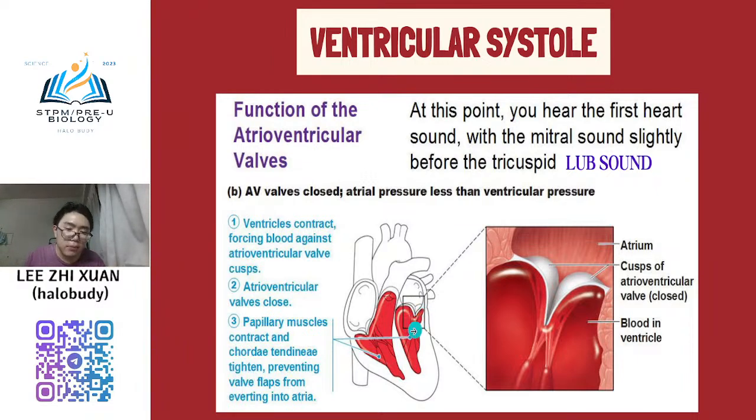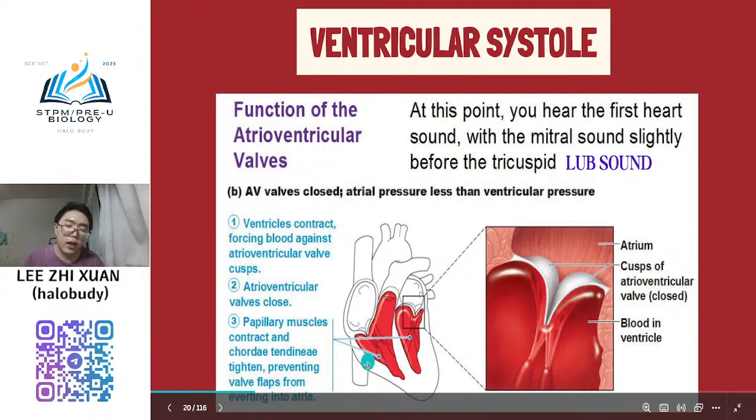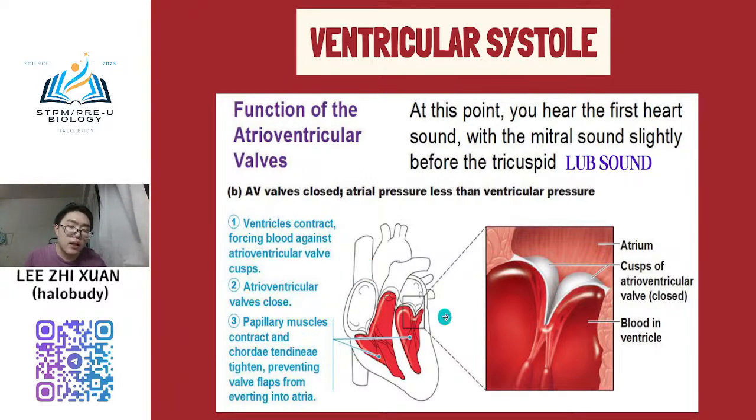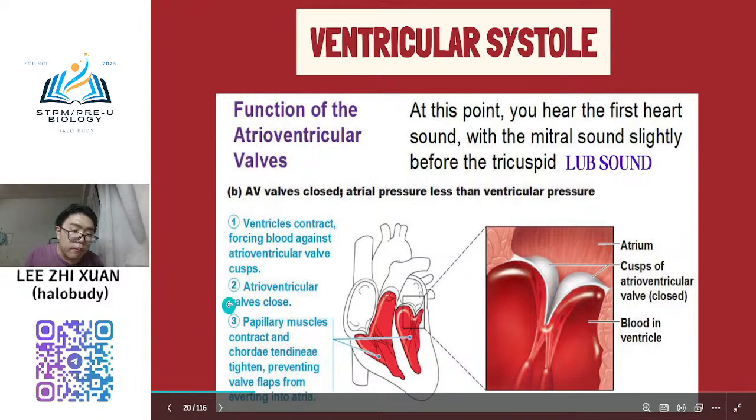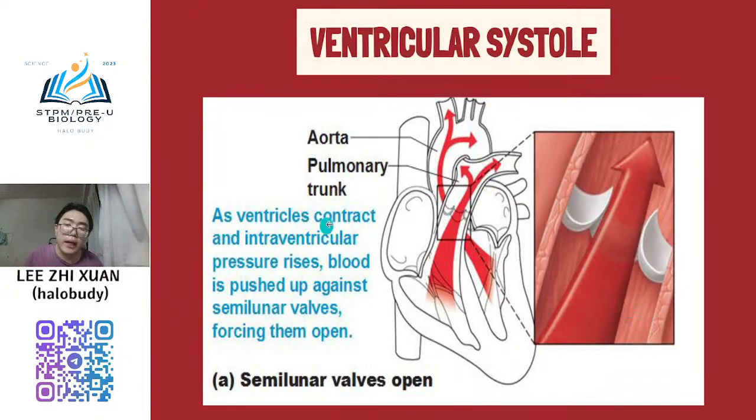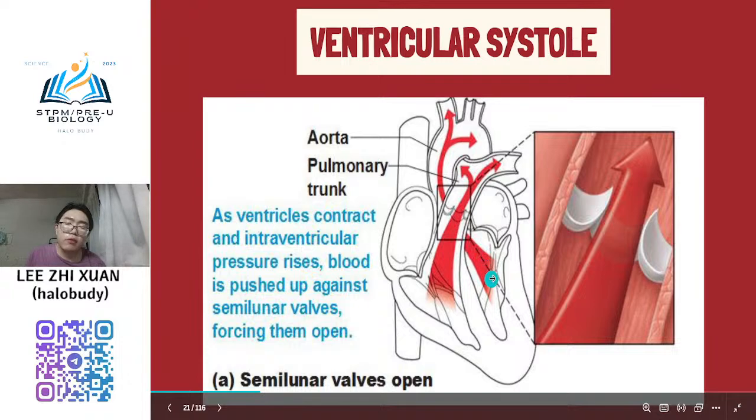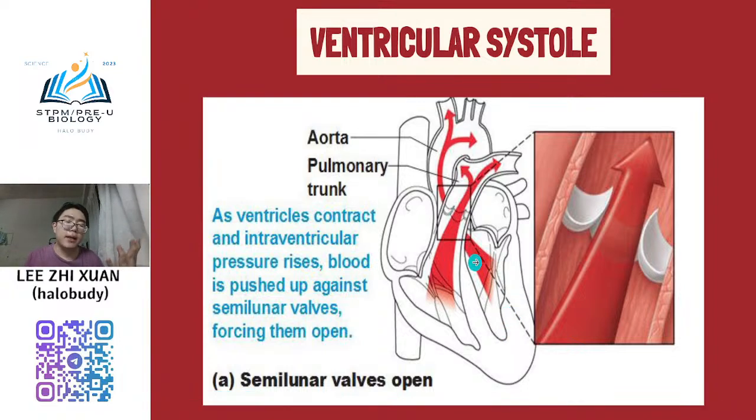At the same time, your ventricle walls, the cardiac muscle surrounding the ventricles, start to contract. When they contract, the left ventricle will pump the blood to all parts of the body, and the right ventricle will pump the blood into the lung. So this will cause the semilunar valve to open. The ventricle will start to contract, and once it contracts, it will pump the blood and push the blood upward, and that will force the semilunar valve to open.